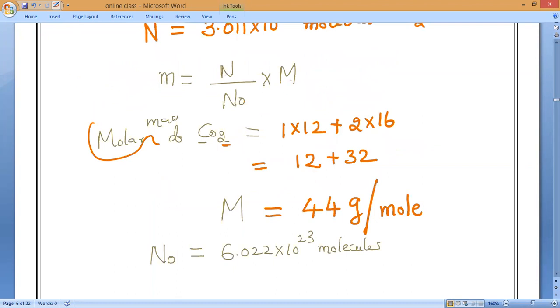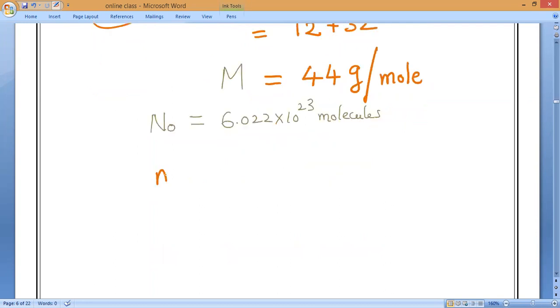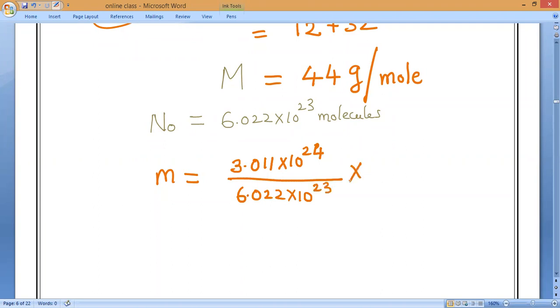Now substitute the values, that's all. You'll get the answer. So given mass we want to calculate. So what is the number of particles? 3.011 into 10 power 24 divided by Avogadro number 6.022 into 10 power 23, into molar mass. What is the molar mass, guys? 44, sir. Okay, gram.